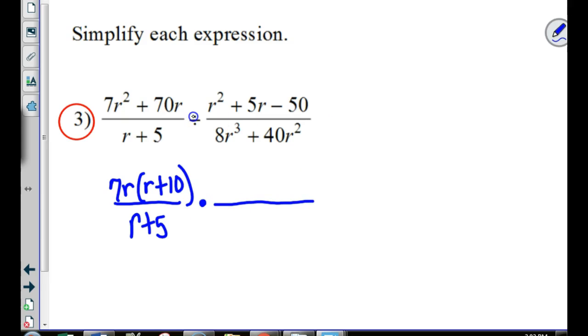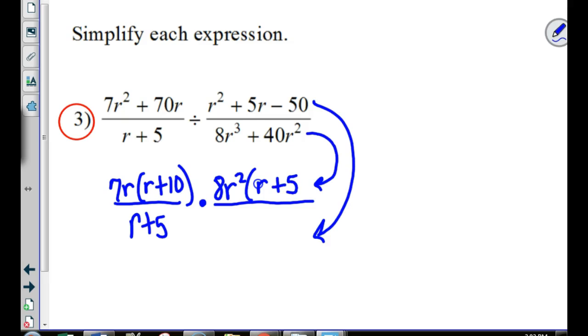All right, what do we do when we switch it to multiplication though? Yes, so this is now the top and this one's now the bottom. So the new top, I can take out an 8 and an r squared. Is that good? Which leaves an r plus 5. How'd I do? Okay. And the r squared plus 5r minus 50 factors how? R plus 10 and r minus 5. Does that work? I think so.